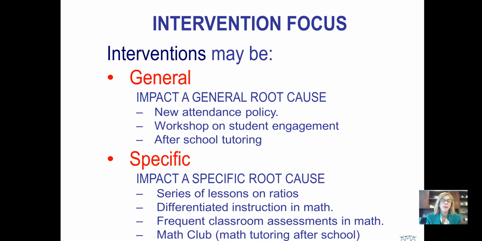So let's say a couple things about interventions, and this is really important. Interventions can be general in focus, or they can be specific in focus. A general intervention tends to impact a general root cause. So let's say that your root cause was poor attendance. Well, that's a general root cause. It's going to impact all of your SMART goals. So that's a general root cause, and so typically interventions then are also going to be general. So you might have an intervention to have a new attendance policy. That's very broad. Will it have a big impact if attendance is an issue? Absolutely.